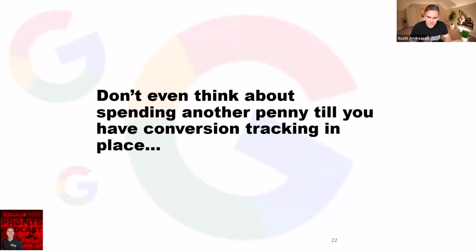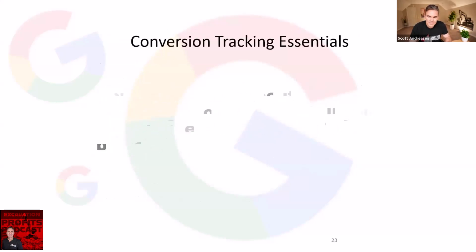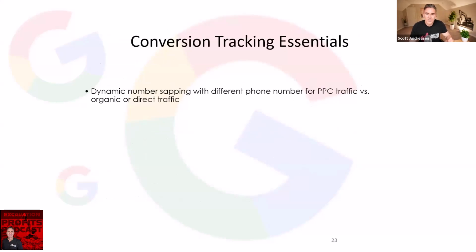So don't even think about spending another penny until you have conversion tracking in place. Here's some essentials. With conversion tracking, you can have dynamic number swapping with different phone numbers for pay per click versus organic or direct traffic.